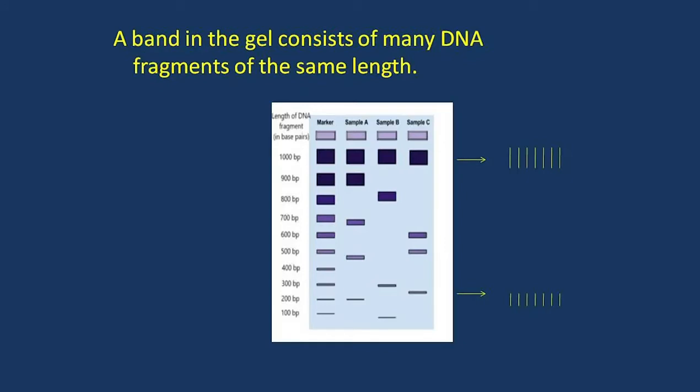A band in the gel consists of many DNA fragments of the same length. As you can see in this picture, the bands near the well are thicker than the other ones. This is because the DNA fragments there are of the largest size. The one at the bottom is the smallest size. In other words, one band contains many DNA fragments of the same length. So all the bands will be of the same width.